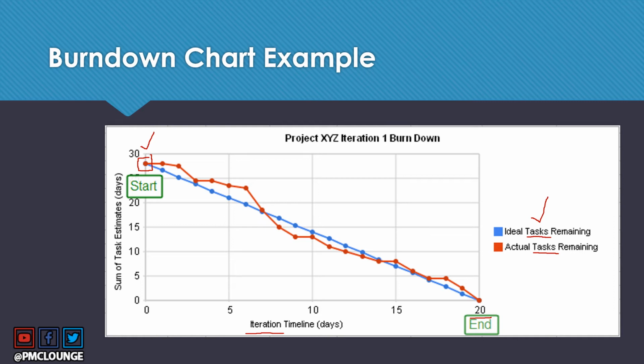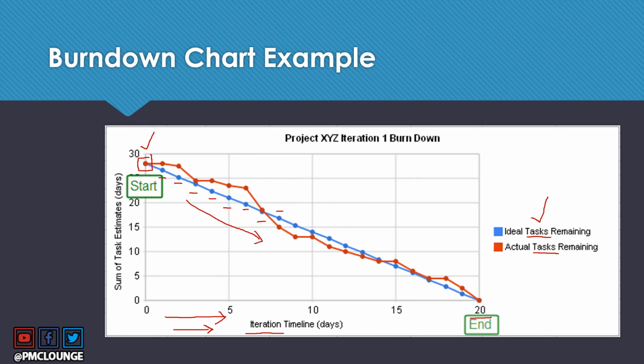Now, the blue line represents the remaining number of story points or tasks if the team accomplishes the same amount of work each day. And this is an ideal scenario. That is why you see this line is basically a straight line, because this line considers that your project team does the same amount of work every day. And as days go by, in the x-axis, your remaining number of tasks go down.